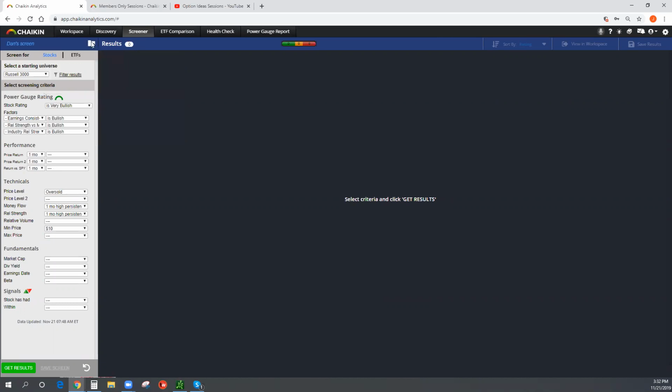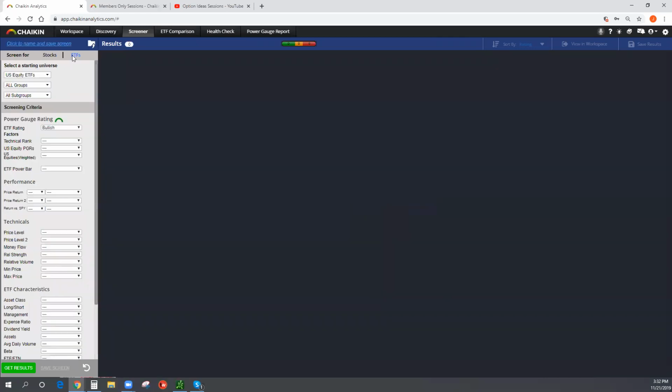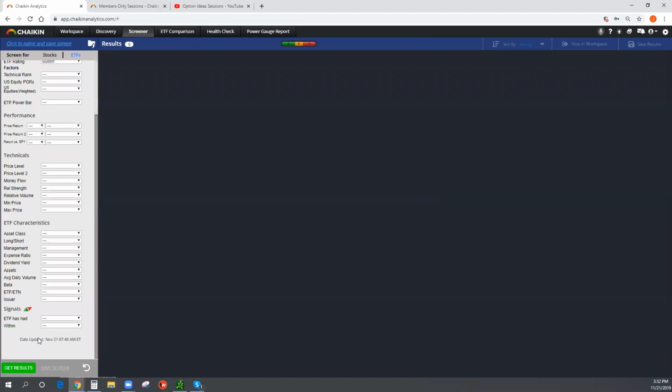Anyway, that's the screener. I went through the ETF screener last week, so I'd encourage people to go watch that. I'm not going to go through it, but generally speaking, it follows the same breakdown. You pick a starting universe, you pick a rating, don't mess with the factors. If you like performance, great. If not, okay. Same technicals, because it's right off the charts. And instead of stock characteristics, it's ETF characteristics down at the bottom here.